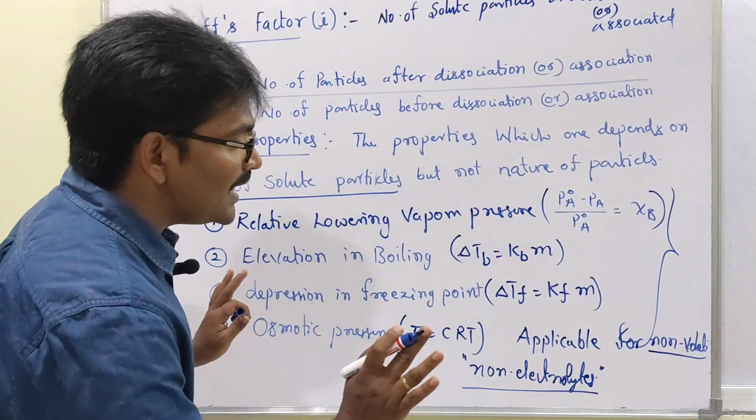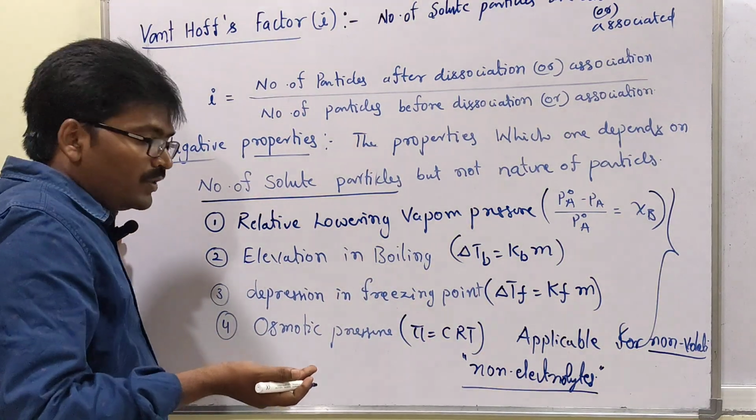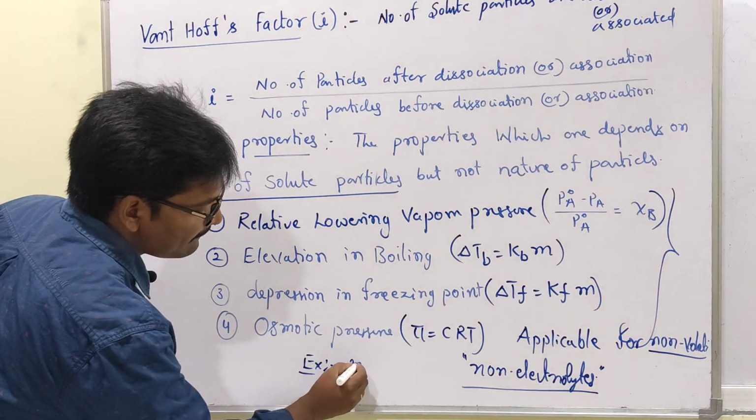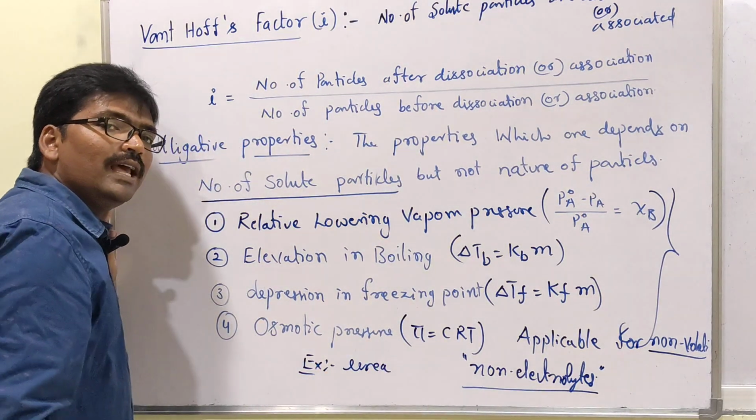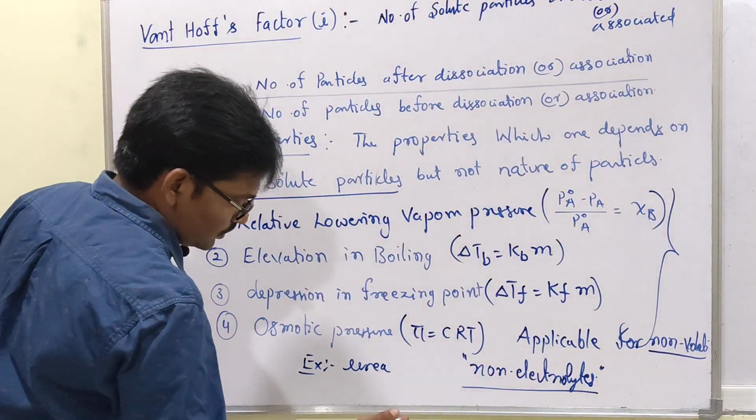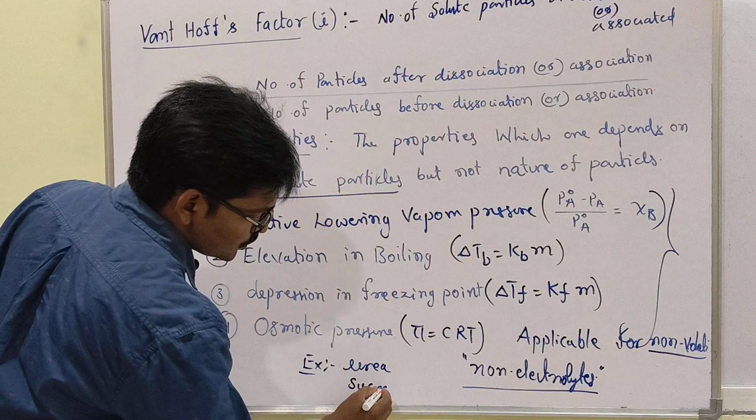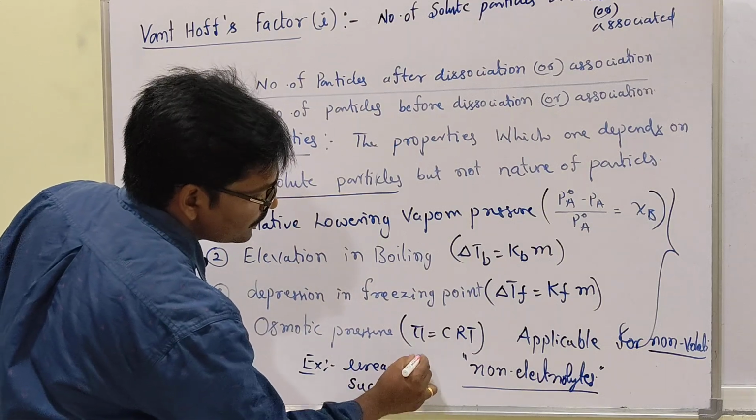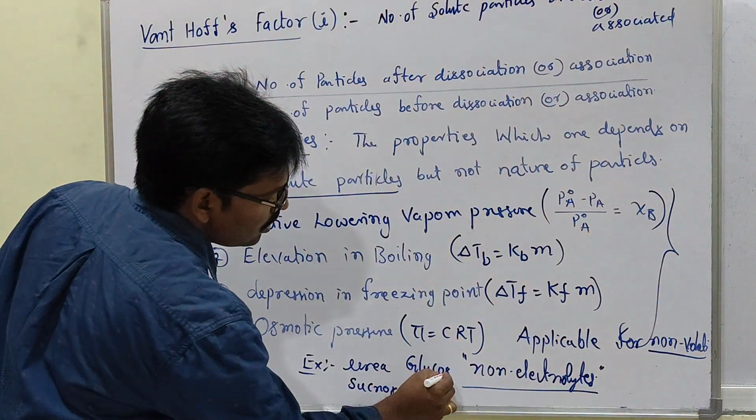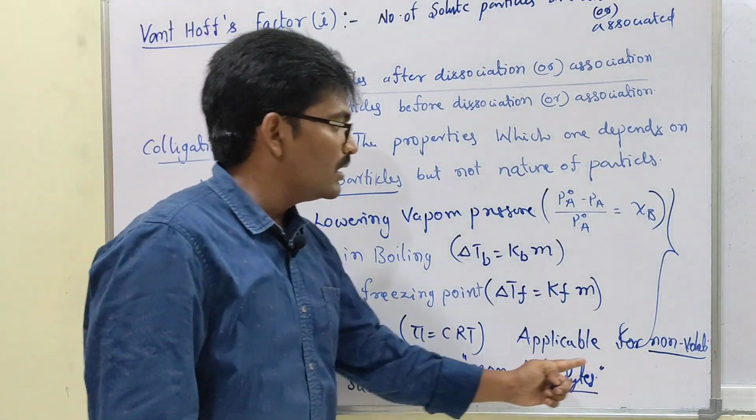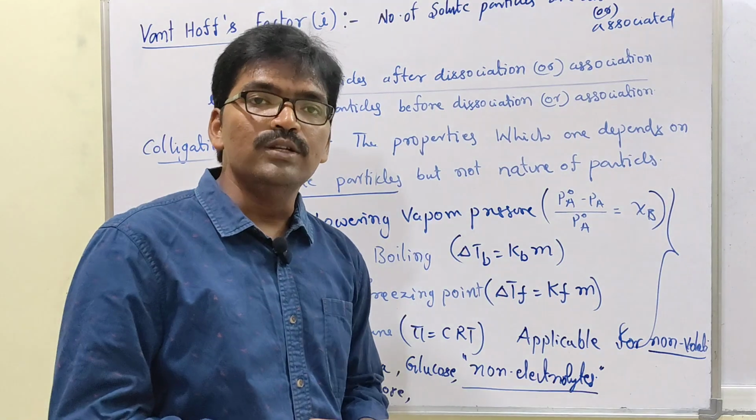Which can be non-volatile and non-electrolyte? For example, urea is non-volatile and also a non-electrolyte. Then sucrose, then glucose. All these are non-volatile and non-electrolyte solutes.